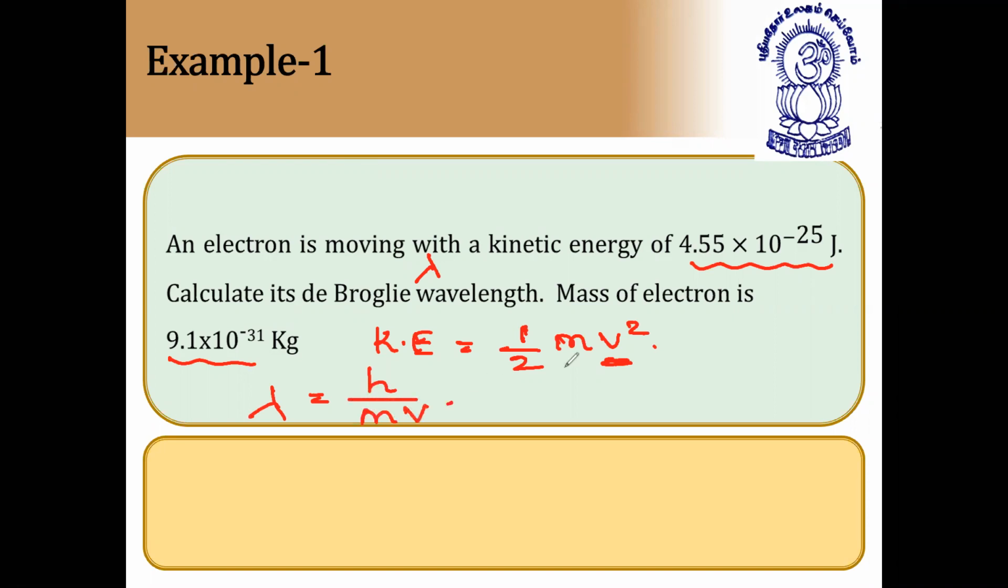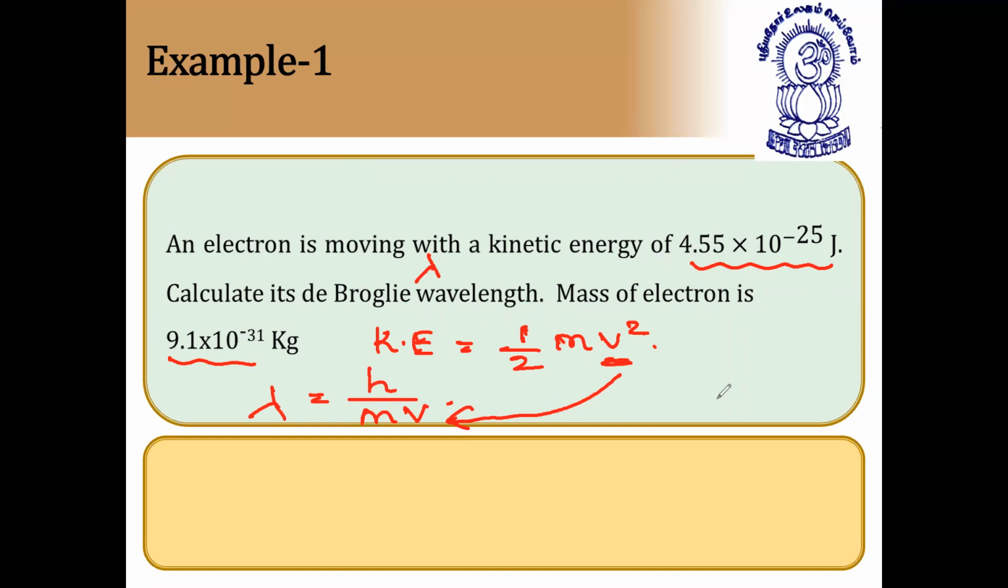So you can use these two formulas to find the de Broglie wavelength, and the wavelength will be in meters. Because joule and kg are both SI units, whatever answer you get is in meters, and you have to convert it into nanometers or angstroms depending on the options. I hope it is clear. So let us substitute now. Half mv squared is kinetic energy, and here lambda is equal to h by mv.